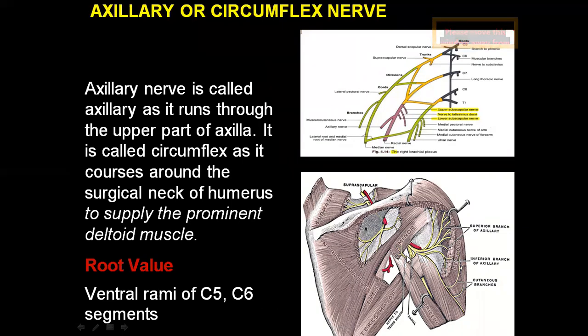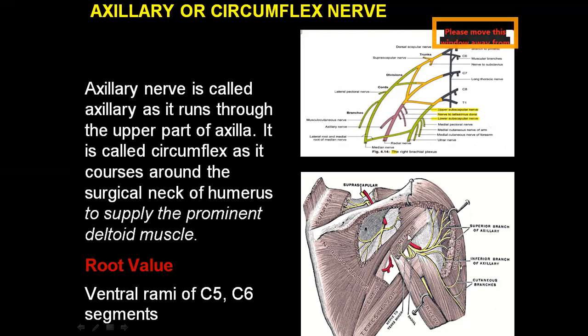That's the reason again I am discussing, though it has been discussed in the brachial plexus. So it is called the circumflex nerve also because it is just winding behind. Where does it wind? Around the surgical neck of the humerus. So which muscles does it supply? It supplies this round contour of the shoulder, which is produced by the deltoid.